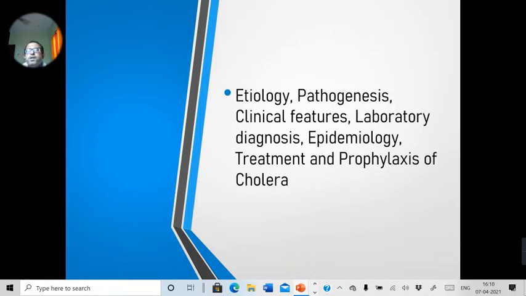Pathogenesis is the term used to describe how this pathogen enters the host, affects which parts of the host, and what type of features are produced in that host. Means how this cholera disease is produced in the host, that we call pathogenesis. Clinical features, you simply define these as symptomology. Means what symptoms are produced by this disease in the host, that we call clinical features.